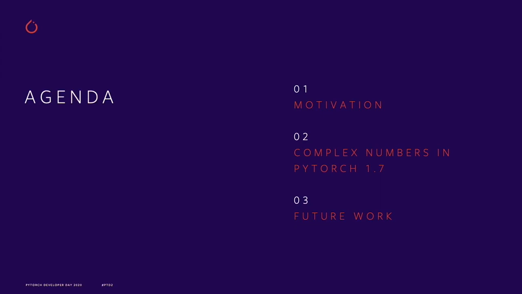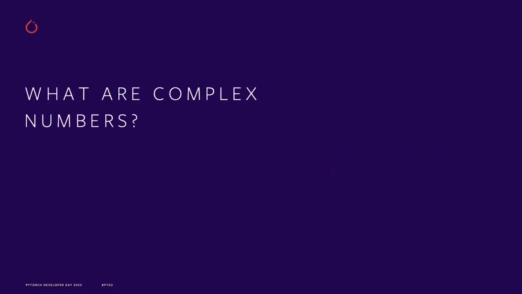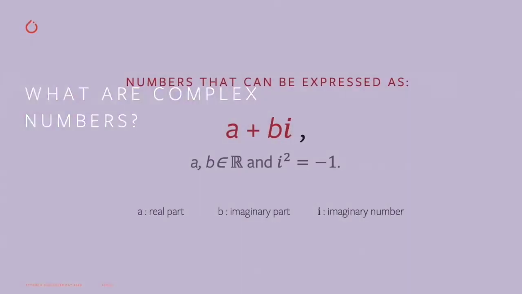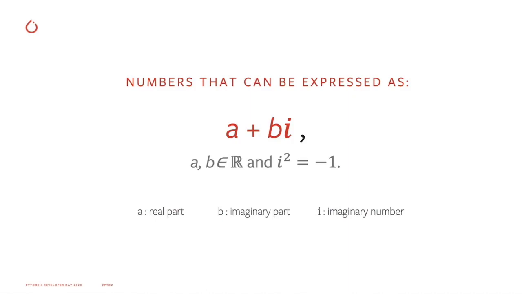So jumping right in, let's talk a little about what complex numbers are. Some of you may already be familiar with complex numbers, but I'll just go over them briefly to make sure we're on the same page. Complex numbers are numbers that can be expressed as a plus bi, where a and b are real numbers, and i is a unit imaginary number, which equals the square root of -1.